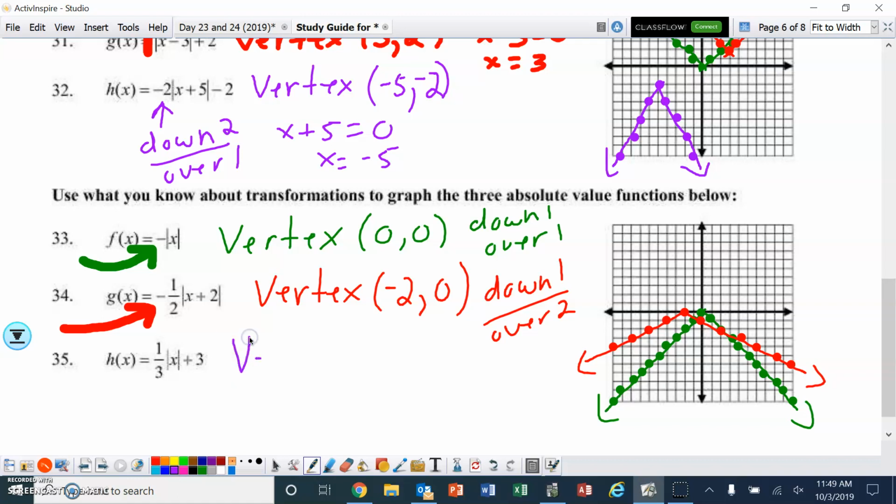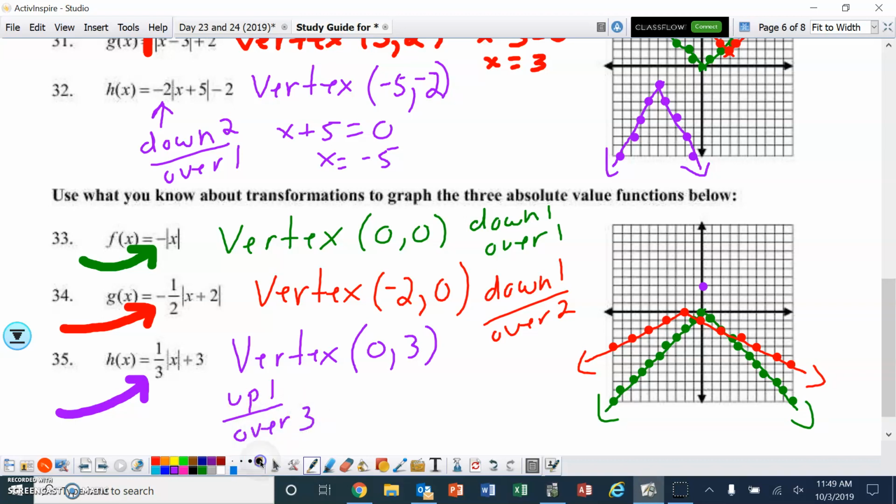All right, and number 35, the vertex. Well, there is no number inside with the x. That means the x value is 0. What makes x equal 0? 0. And the y value is 3. So the vertex is at 0, 3. So I'm going to put that on 0, 3. That would be right here on the y-axis. And it says that we are going to go up 1 over 3. All right, in both directions.